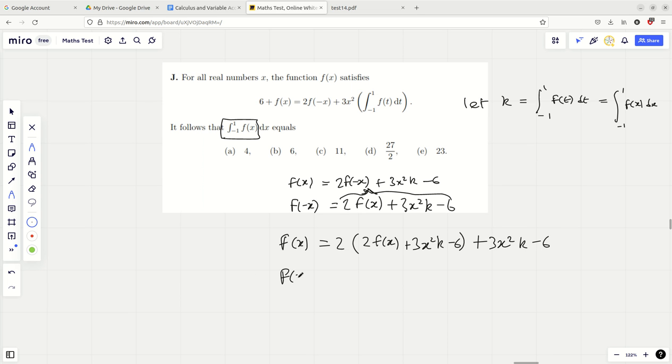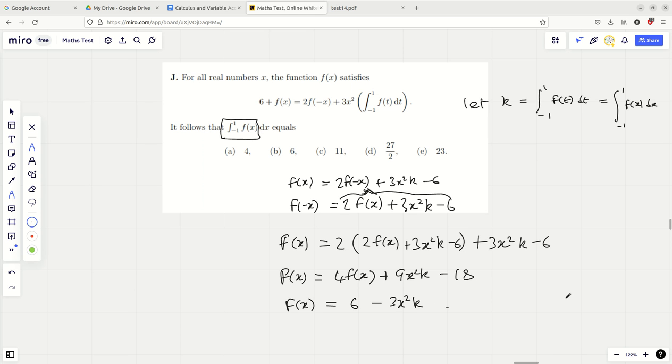And let's simplify that. So I've got f of x equals 4f of x. Then I'm going to have 6x squared k plus 3x squared k, that's plus 9x squared k. And then I've got a minus 12 minus 6, that's minus 18. Now, just a little bit of rearrangement. Take this over here, you're going to have minus 3f of x. Divide it all by minus 3. You're eventually going to get f of x equals, now we're going to need to divide these by 3 and change the sign, so that's 6 minus 3x squared k.